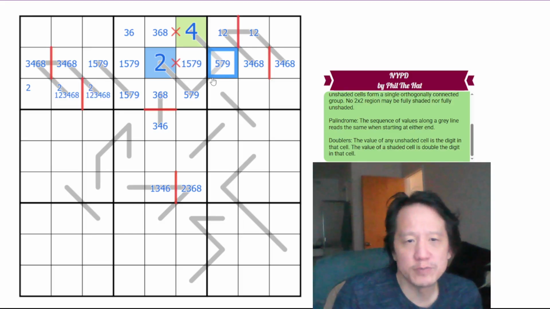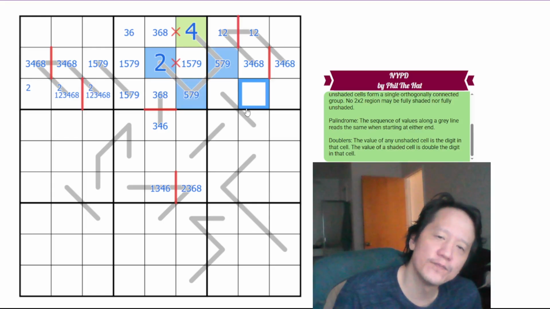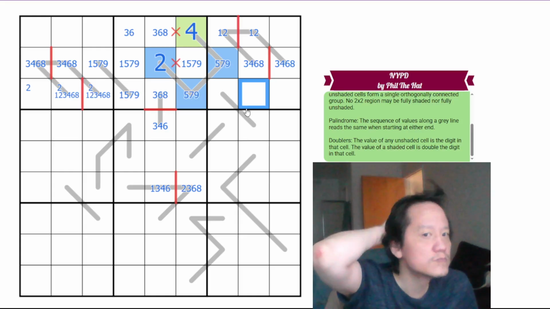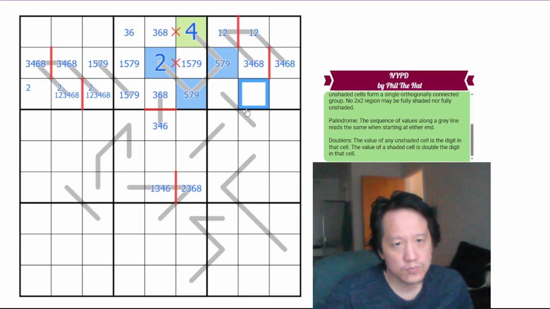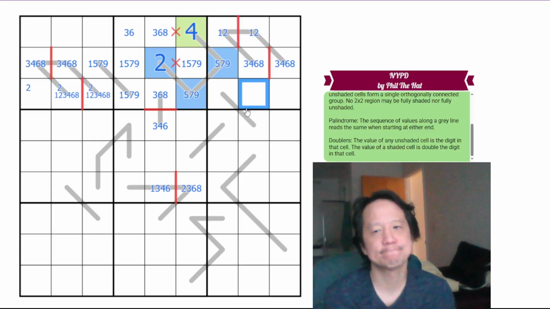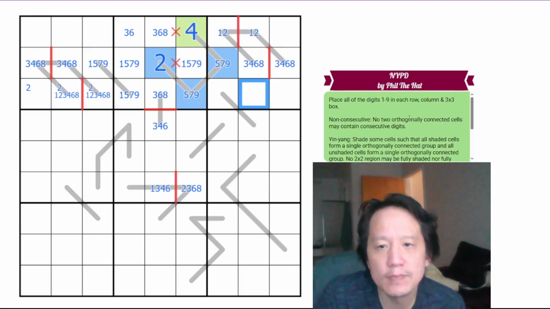What happens if these are both green or if they're both blue? Say they're both blue. That's interesting. Oh, that's a pretty important point.